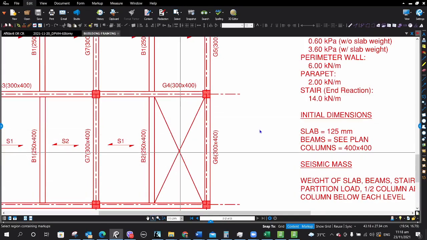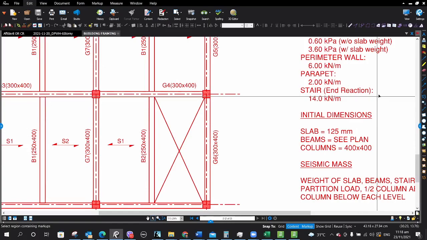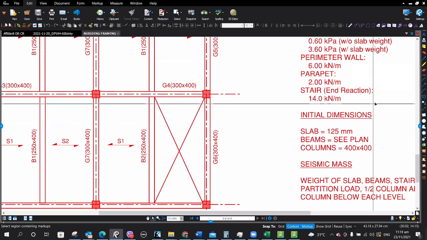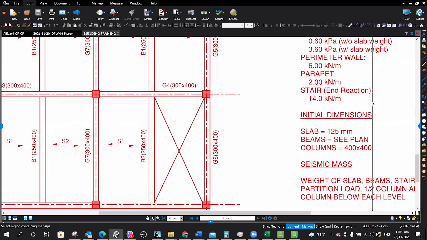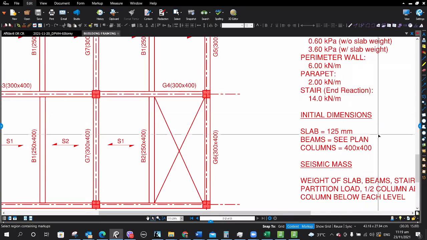You also have to consider the weight of the stairs. So along here, we have to add a load that is equivalent to 14 kilonewton per meter. This is just a rough estimate of the dead weight of the stairs. I think my assumption here is 200 millimeters average thickness of the stairs. That's why I came up with this value.